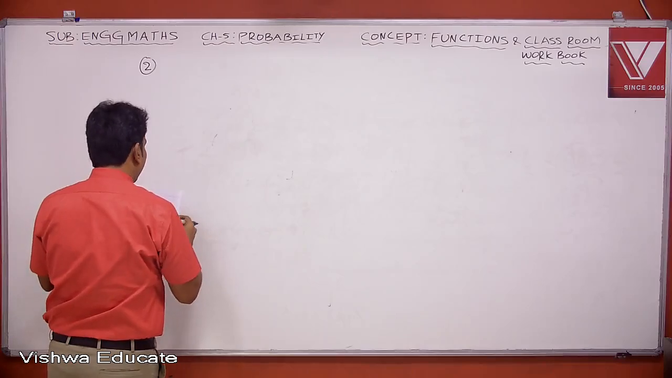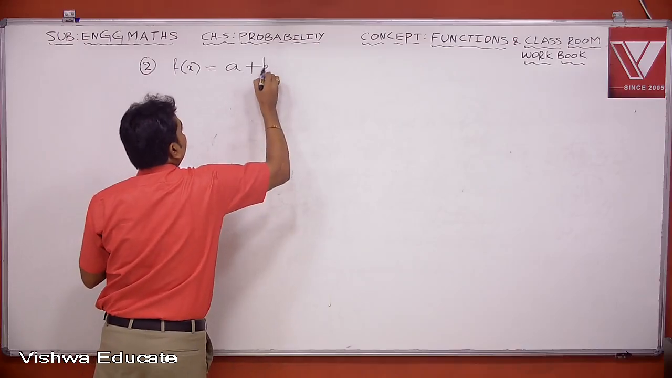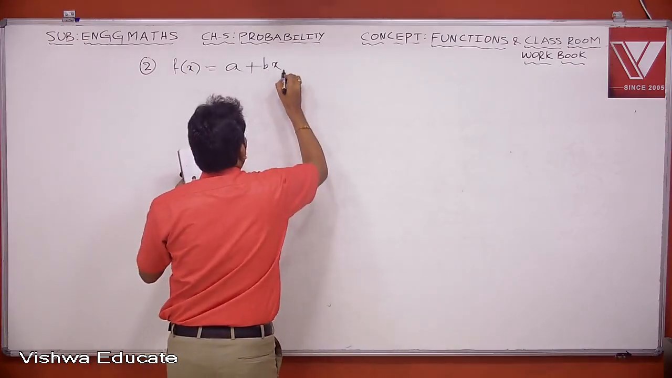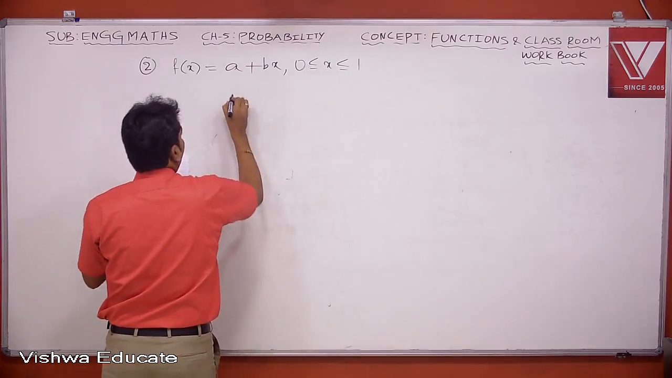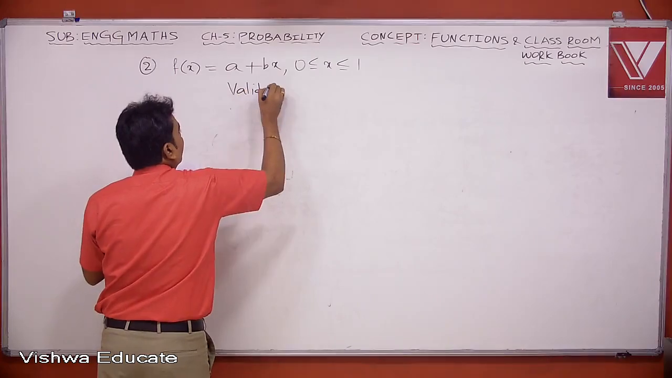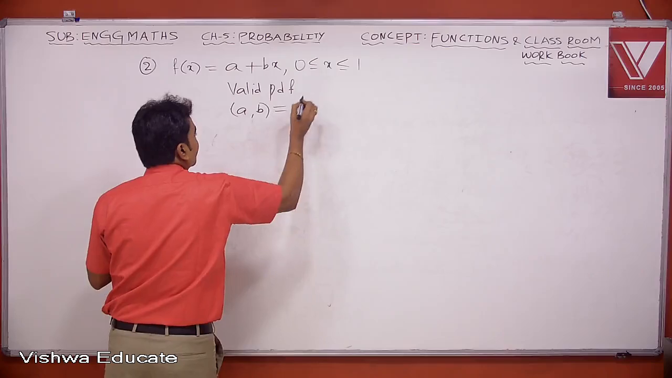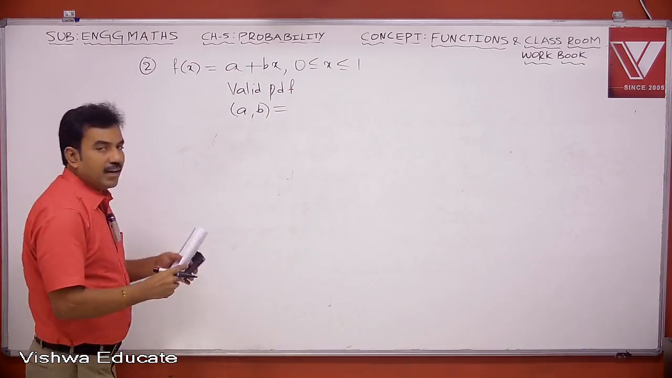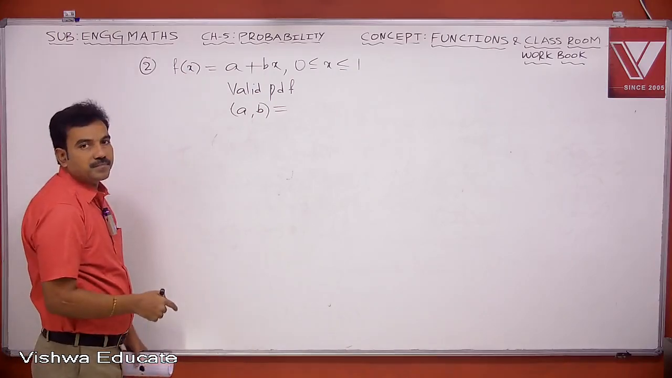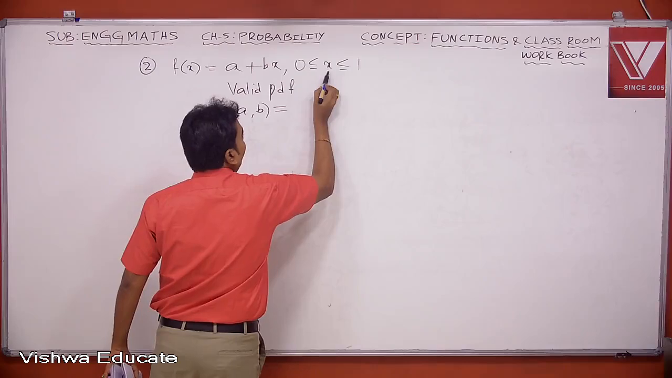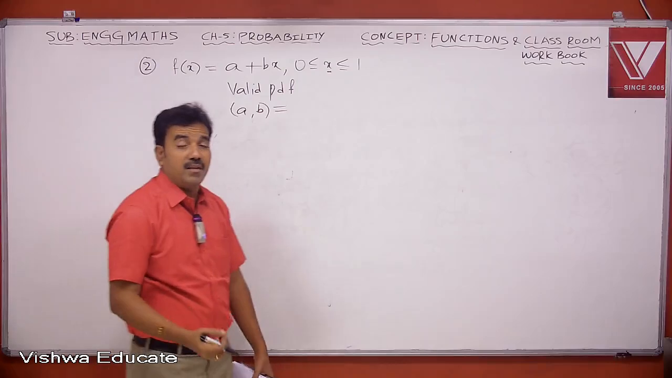For the function f of x equal to a plus bx, 0 less than or equal to x less than or equal to 1, to be a valid PDF, the values of a, b are, options are given. Now look at this. Here the PDF is given in terms of x. Now this is a general sample point. Here x is ranging from 0 to 1. That means x is taking infinitely many sample points.